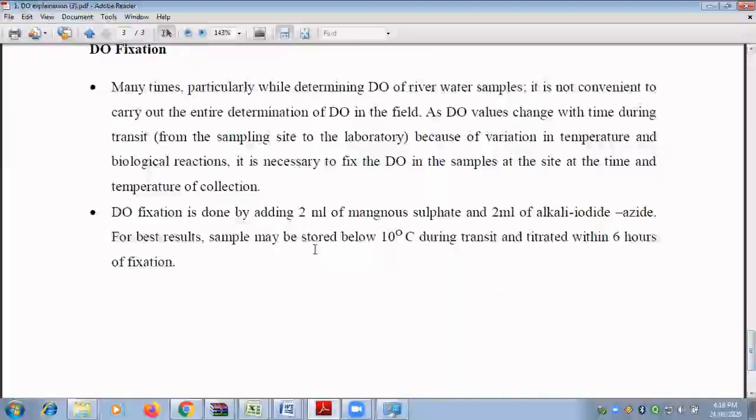For the best result, we can store it below 10 degrees Celsius, because below 10 degrees Celsius you do not have any biological reactions taking place, and we have to find out the DO value within 6 hours only. So this was the basics of your DO determination experimentation.